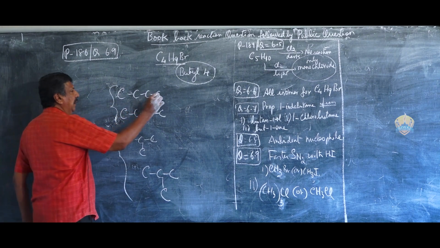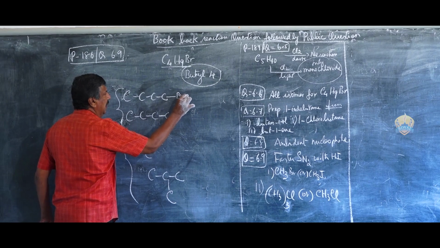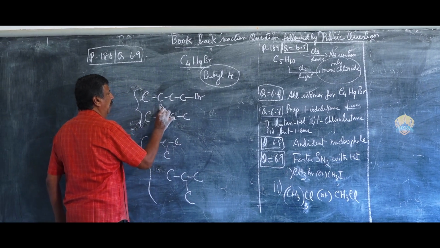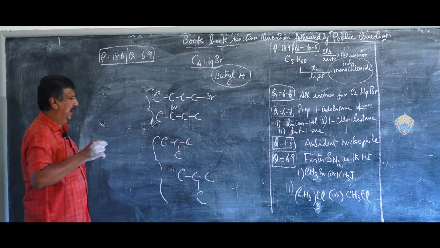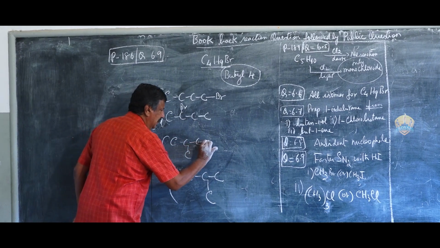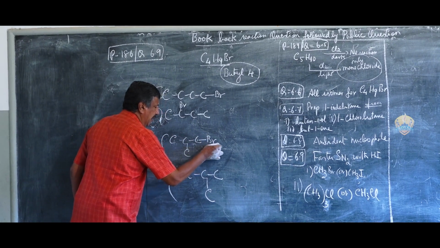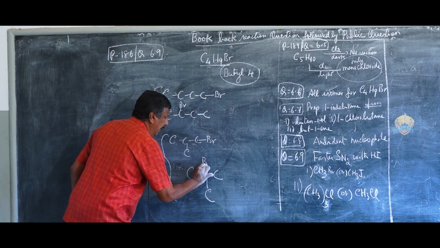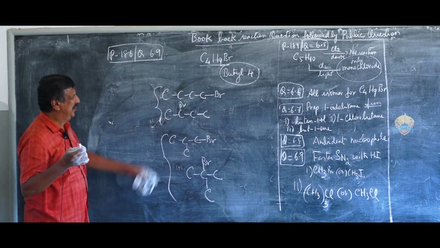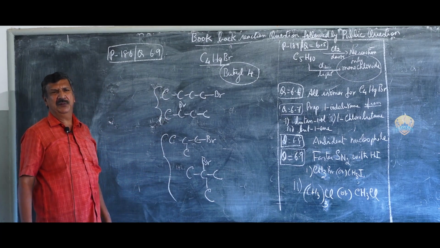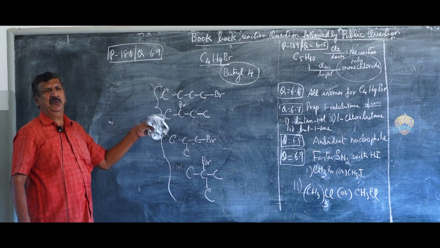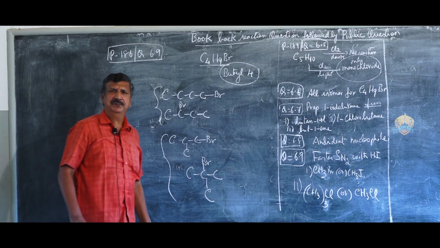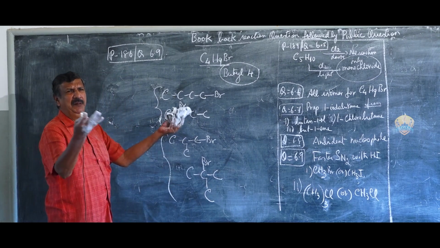Here the bromide will be at the last one or in the middle one. Here, same concept. The bromide will be in the extreme, or the bromide will be in the middle. These are the four compounds. But I have just written only the skeleton form. You should complete with the hydrogen.